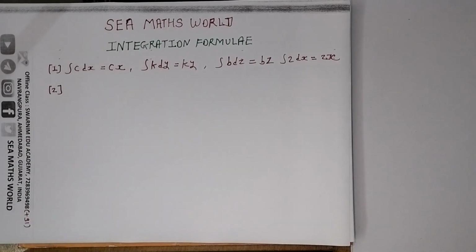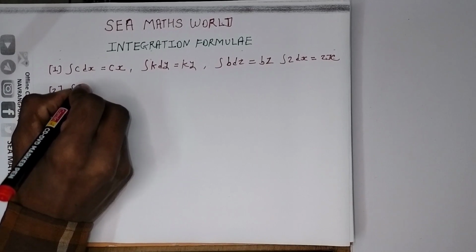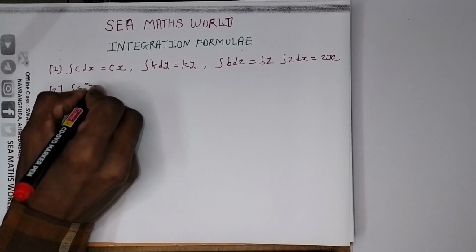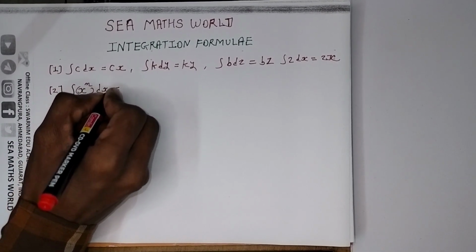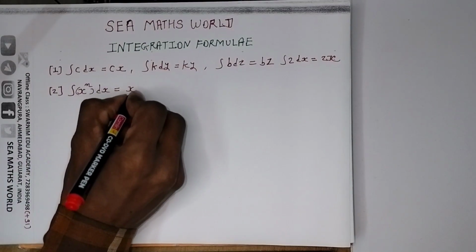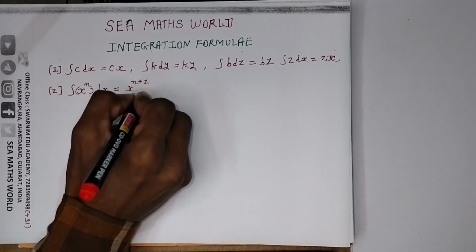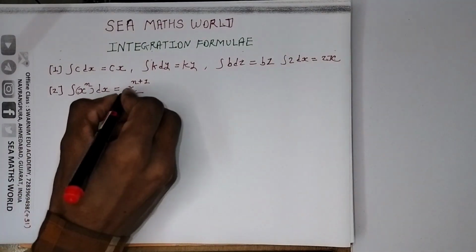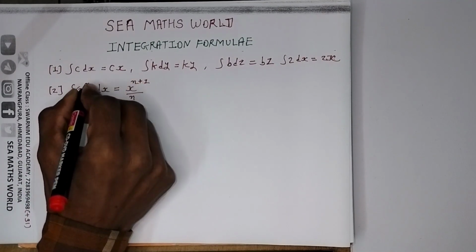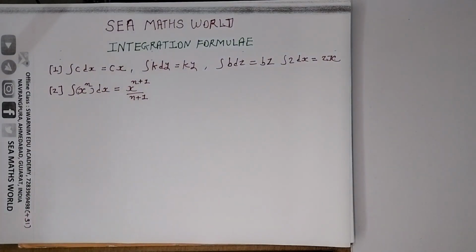Now, the next formula is integration of x raised to n with respect to x. Whatever the power of x is given, increase it by 1 and put the same power in division. Here n is given, so n plus 1, and we will put the same in division. Then plus c is the constant.